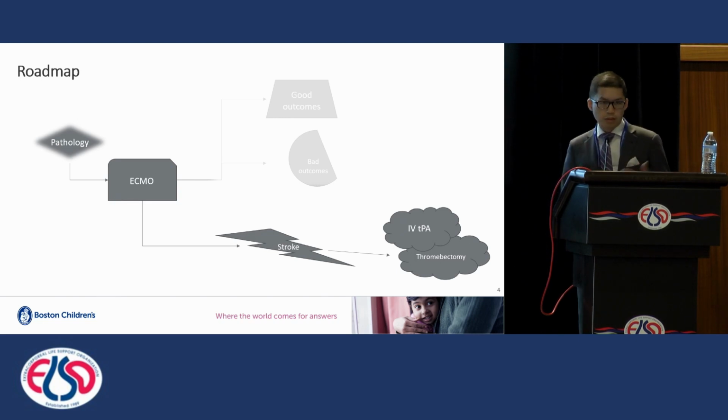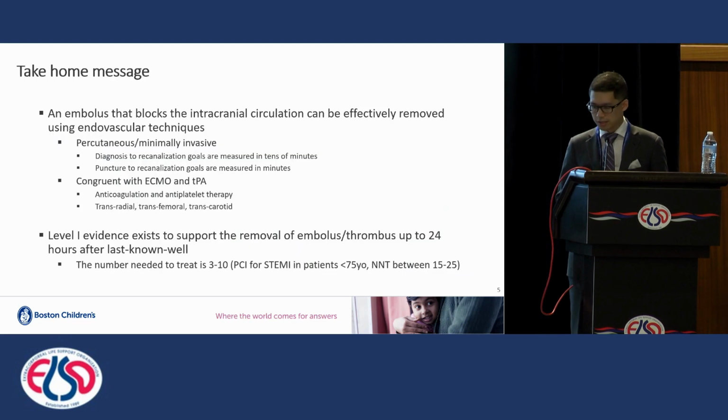In this roadmap, we have you all working on the pathology, treating it with ECMO. In the top right corner, these are some of the good outcomes, occasionally a bad outcome. But then somewhere, there's also this stroke event. And I'm down here on the bottom right corner with my neurology colleagues working with IV tPA and thrombectomy. So where's the bridge and how do we connect to each other? And I hope to bring us together with this talk.